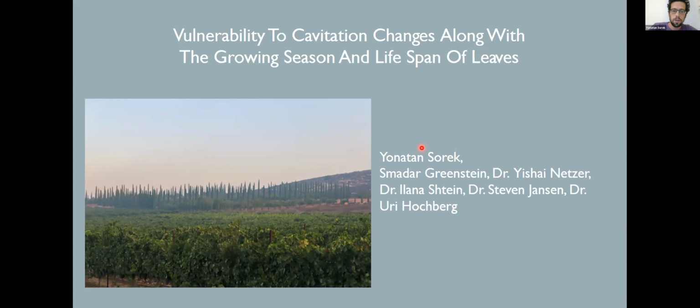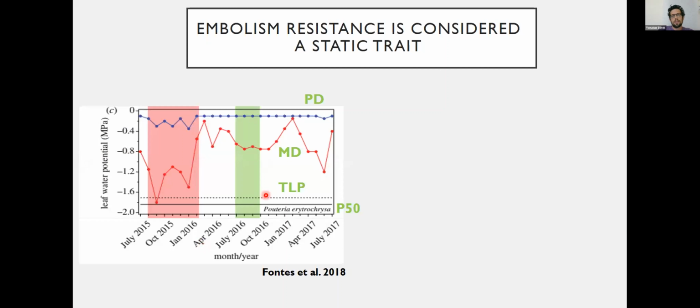So today I want to show you my results in my first project in my PhD. I did it in this vineyard in Israel last summer. Embolism resistance is considered as a static trait. Here you can see an example.